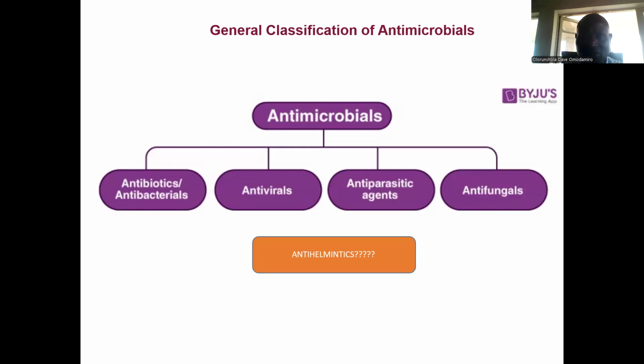And of course, the classification of antimicrobials, we have antibiotic, which can also be called antibacterial. We also have antiviral, antiparasitic agent, and also antifungal. That is the classification of an antimicrobial agent: antibiotic, known as antibacterial, antiviral, antiparasitic agent, and then antifungal.